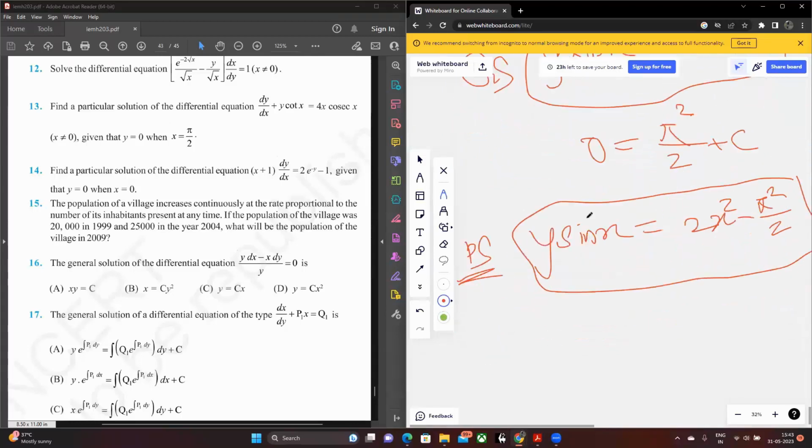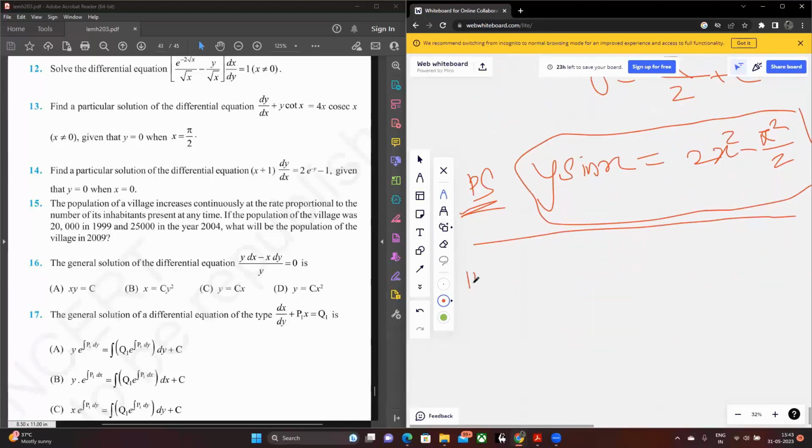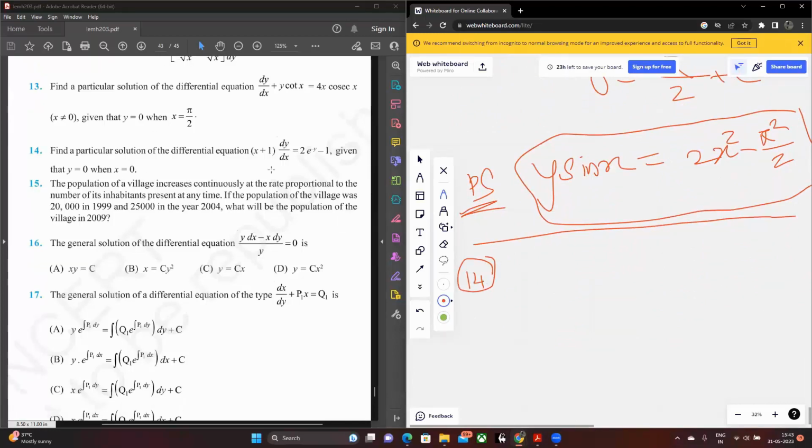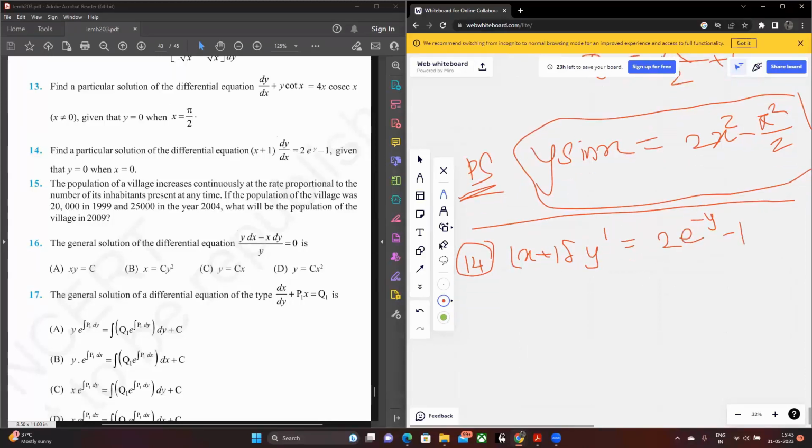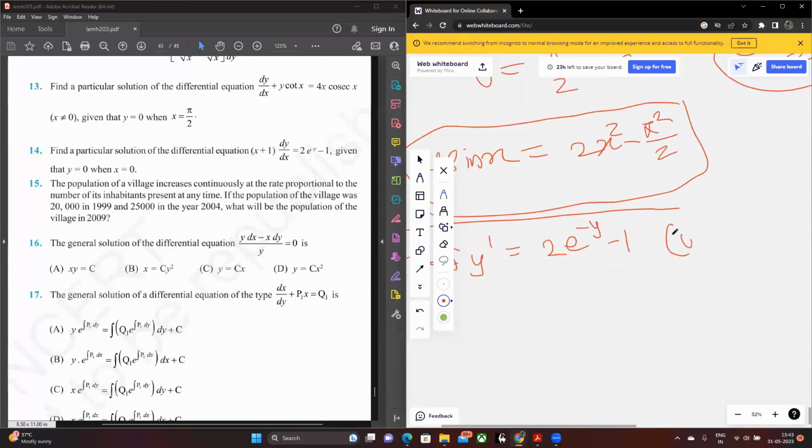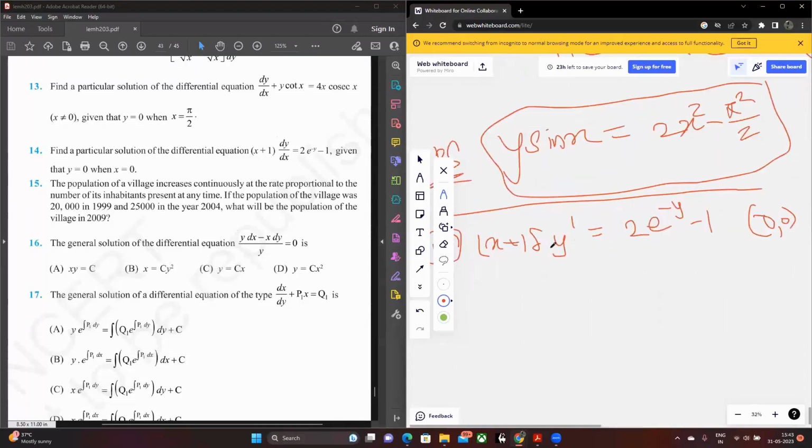That's the answer. Then question number 14. Find a particular solution of the differential equation (x plus 1) y' equaling 2 e to the power minus y minus 1, given that it passes through the origin (0, 0). Pretty simple to see that this is variable separable again. So I can rewrite this as dy divided by 2 e to the power minus y minus 1 equaling dx divided by 1 plus x.